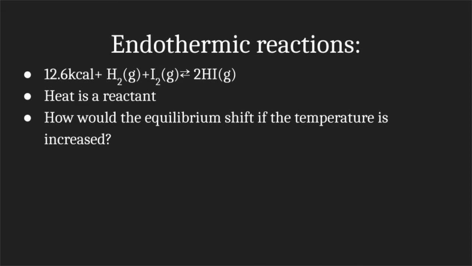Like always, let's draw a seesaw. Since heat is a reactant, if we increase it, we get an upward sloping seesaw. So how would we fix this? We would have to push down on the right to make it even, meaning there would be a right shift here. Remember, when we increase a species in the reaction, we're going to shift away from that. So here we increase the reactant, so we shift to the product side, or the right side of the equation.